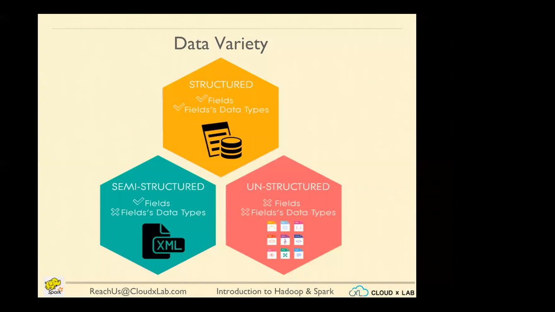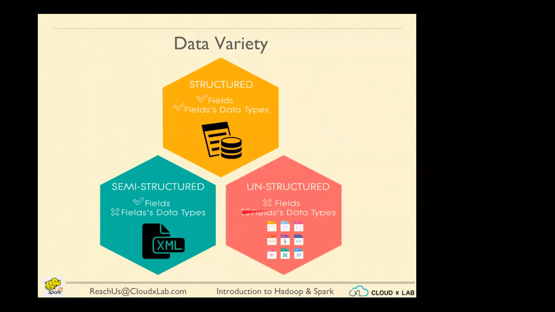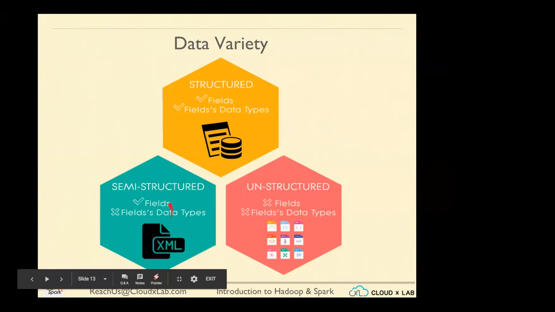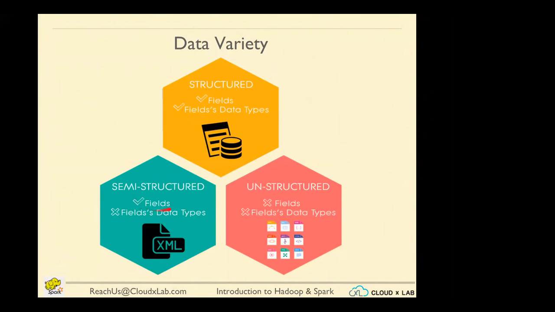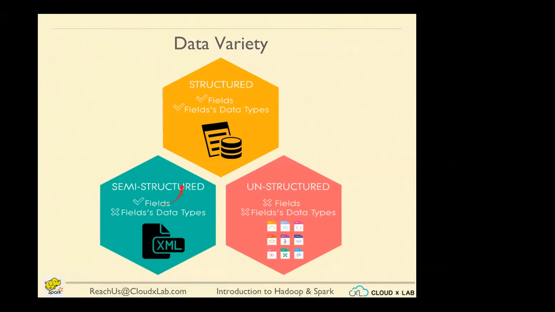On the other hand, we have unstructured data, in which we neither know what the fields are, nor does it have the idea of data types, right? And midway, we have semi-structured data. In this kind of data, we have the fields. We know for sure that these are columns, right? The only problem with semi-structured data is that we are never sure what the data type of each column is.